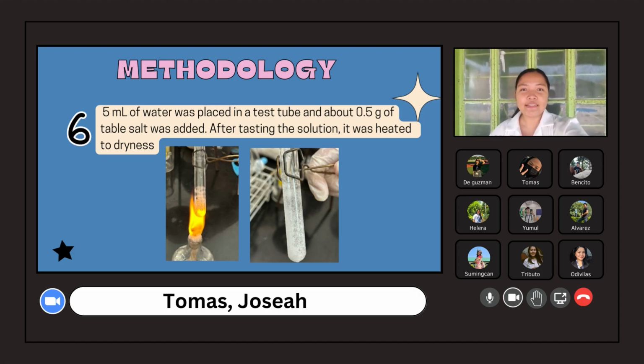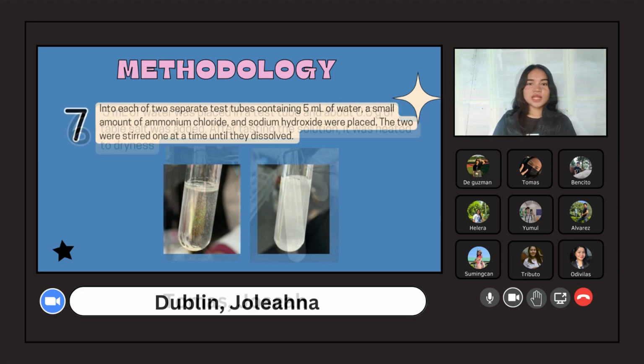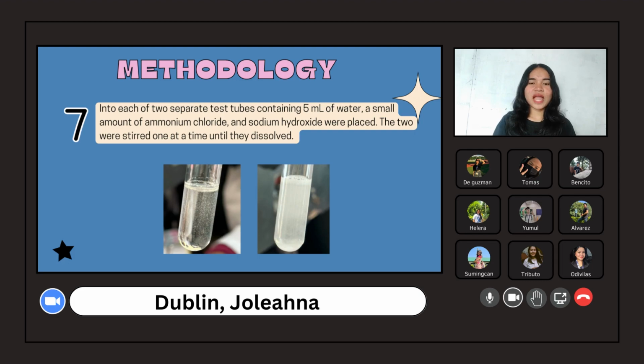After this, taste the solution and proceed to heat it until it is dry. To complete the procedure, add a small amount of ammonium chloride to one test tube containing 5 ml of water and sodium hydroxide to another. Stir each test tube until the solid fully dissolves before comparing them. Finally, fill the test tubes to observe any differences in their results.